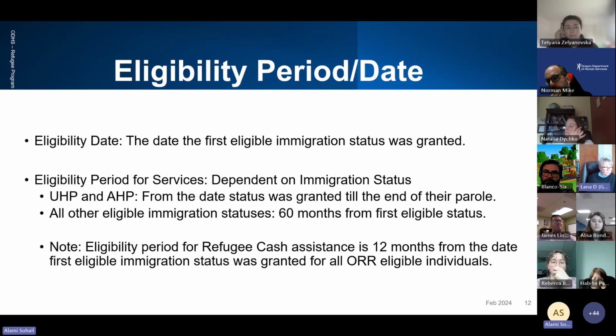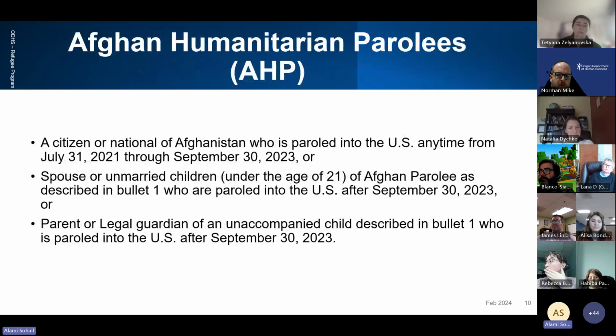And that was the case only for Ukrainian funds. For Afghan funds, it wasn't limited to just Afghan humanitarian parolees. They said all of the Afghan statuses, as long as they came here after, I think it was July 31st of 2021. Sorry, I'm going back a little bit. So that was specific to Afghans. All of the statuses were eligible, SIVs, asylum, refugee, it doesn't matter. But for Ukrainians, it's specifically Ukrainian humanitarian parolees.